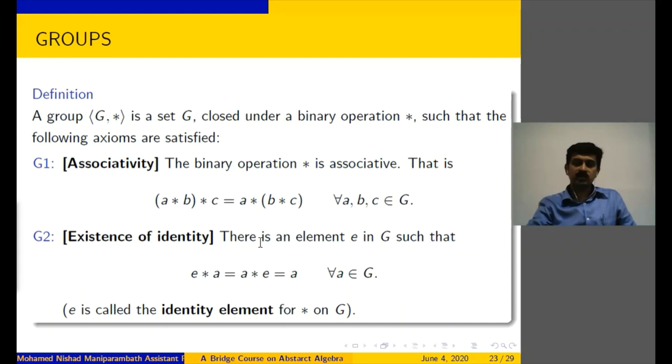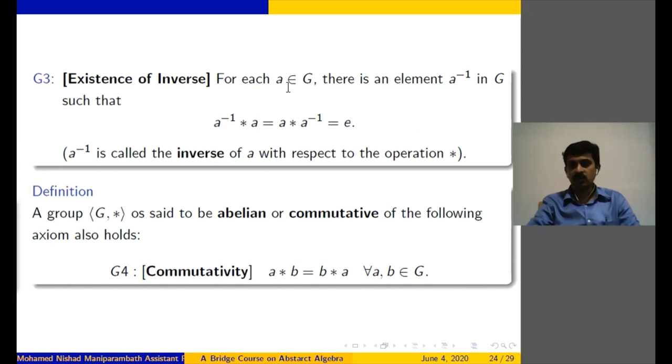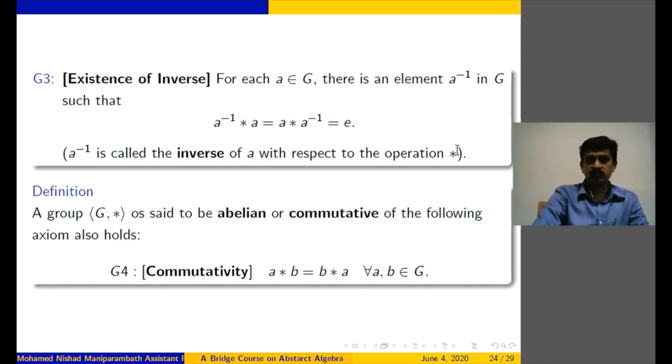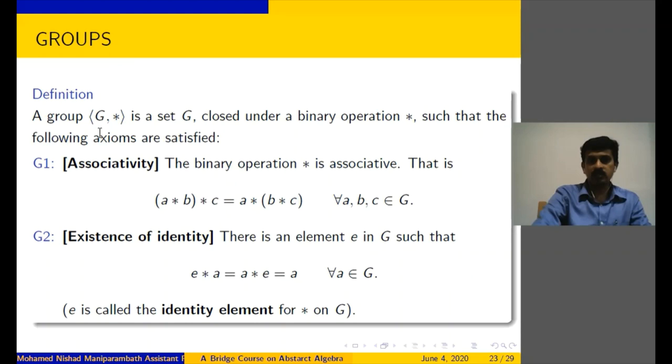The second property is existence of the identity. That means there is an element E belongs to G such that E star A equal to A star E equal to A for every A belongs to G. E is the identity element for star on G. The third is existence of the inverse element: for each A belongs to G, there is an element A inverse in G such that A inverse star A equal to A star A inverse equal to E. A inverse is called the inverse of A with respect to operation star. If an algebraic structure satisfies associativity, existence of the identity element and existence of inverses, then such structures are called groups.